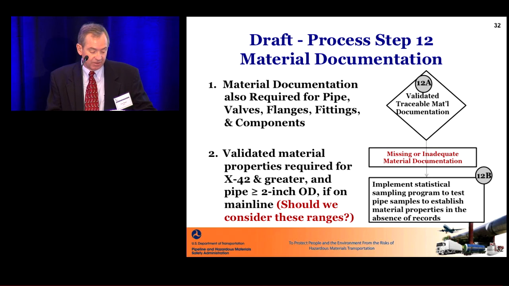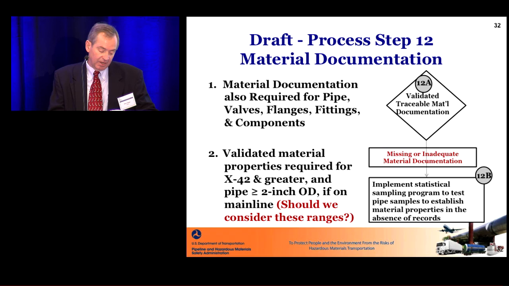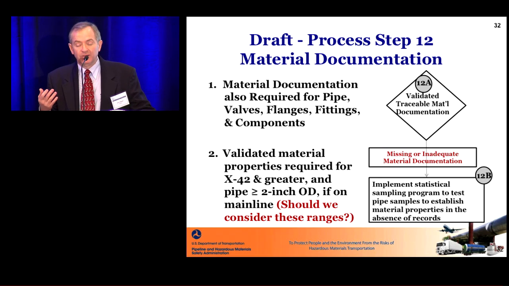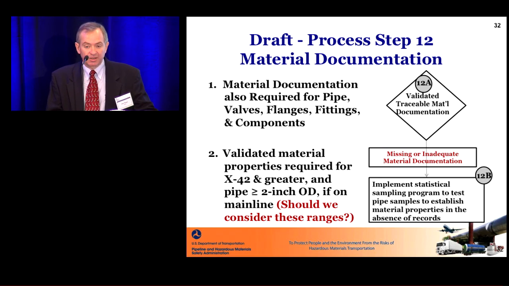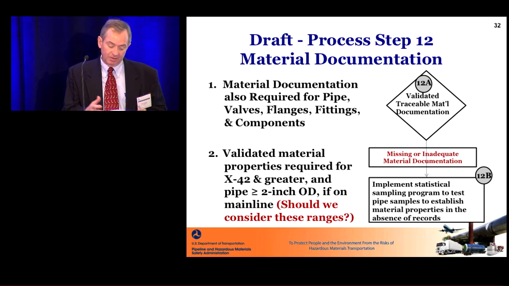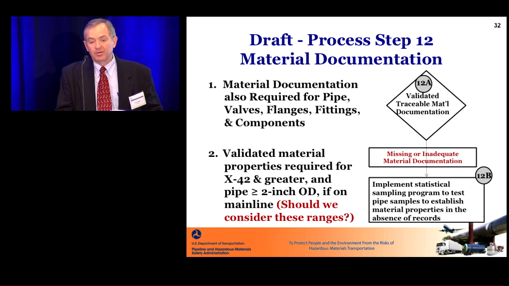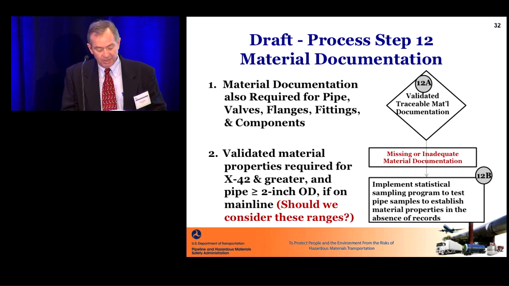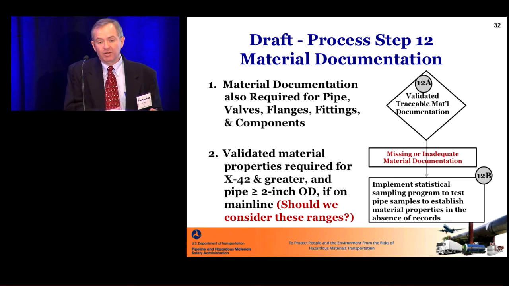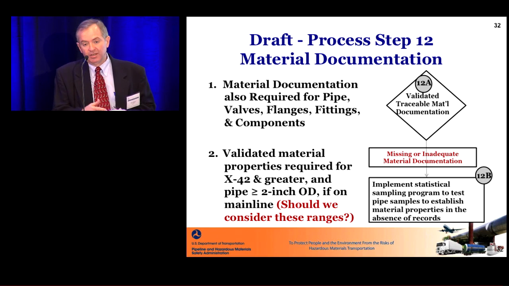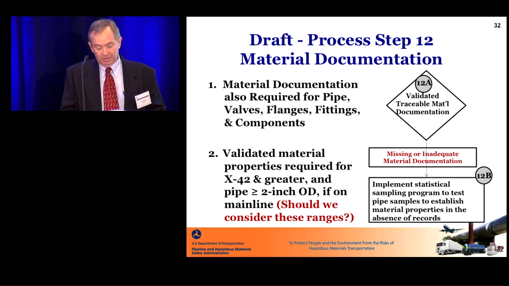Again, the other is validated material on the main line. Should we include grade B? Should it be X42 and greater? Should there be a size? Should it be 2-inch diameter and greater? What limits should we have there? Should it only be on the main line? Should there be any facilities, pump stations, things like that we should consider?